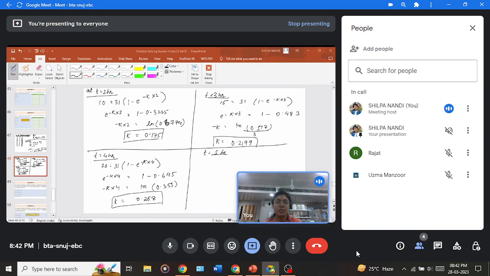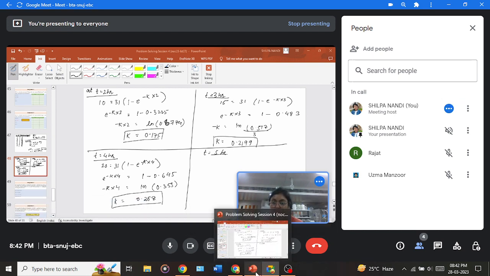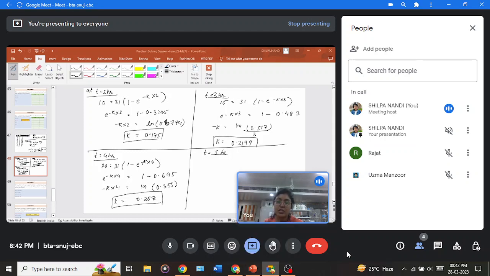I think you are able to catch. So basically what we are doing is we are trying to find the rate constant for each and every hour. This can also be done, we can get the answer from a graph, but this is basically for making you understand how to solve this question based on this particular equation.